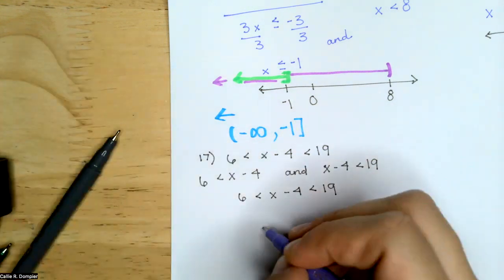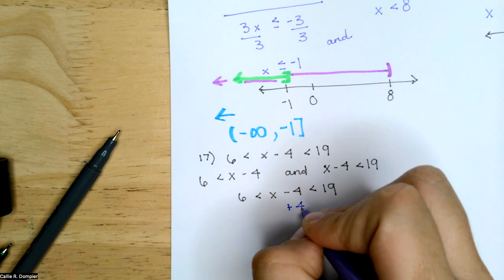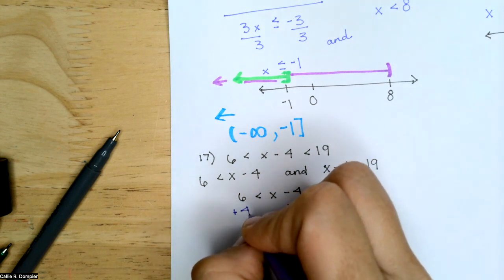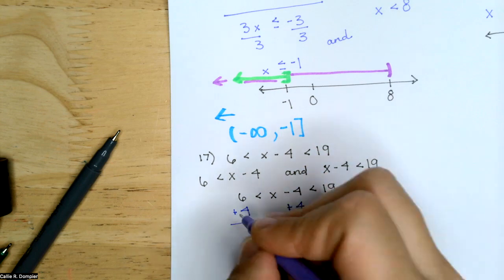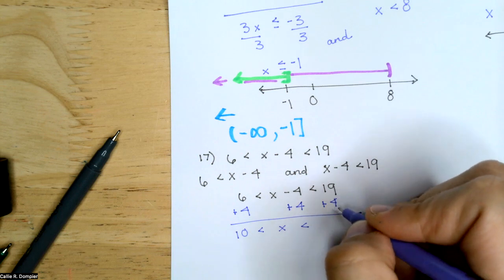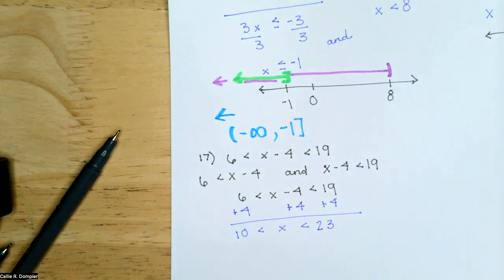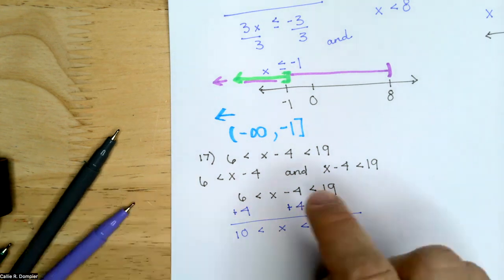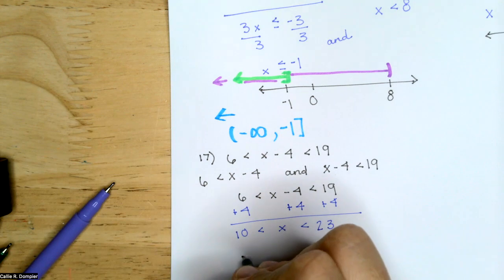What I want to do is I still want to get x alone. So I'm just going to take that 4 out of the middle by adding it. Anything I do to the middle, I have to do to both of the outsides now. That's the difference. So 6 plus 4 becomes 10 is less than x is less than 19 plus 4, which is 23. Good. So x is going to be greater than 10 and x is going to be less than 23.